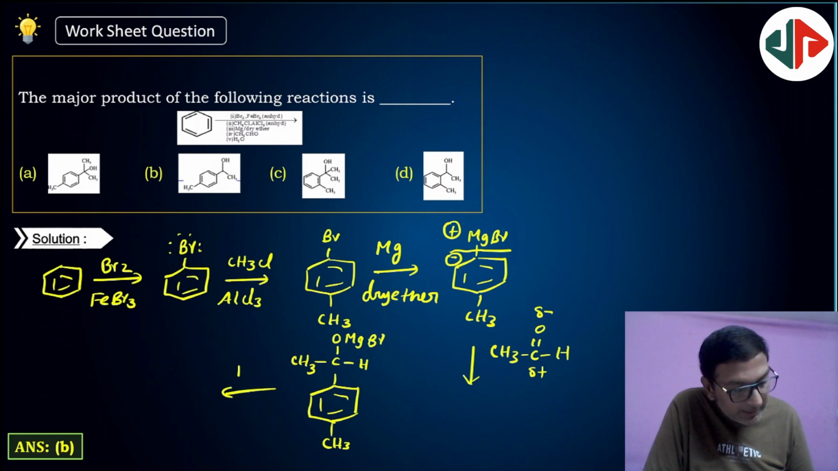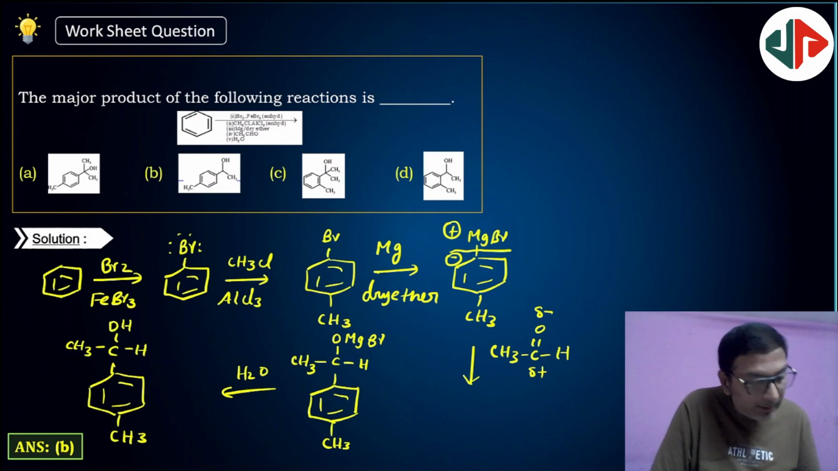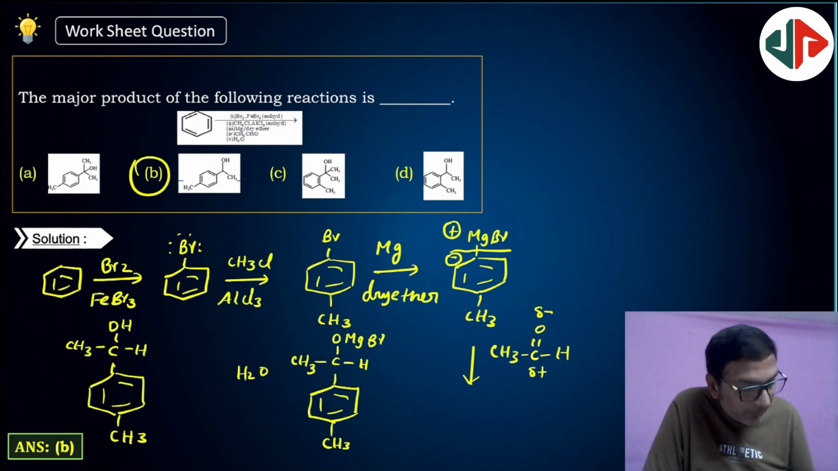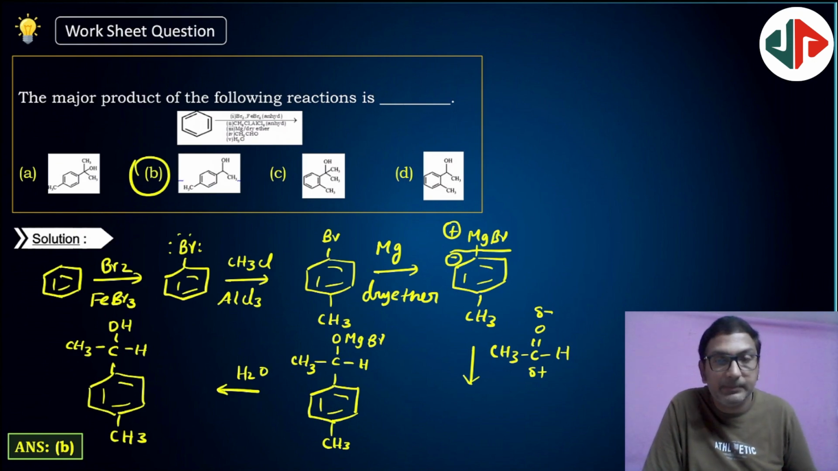So which on hydrolysis will give the final compound, CH3, CCH3, here H and OH. Check the options. Option B. So very important reactions. Option B.